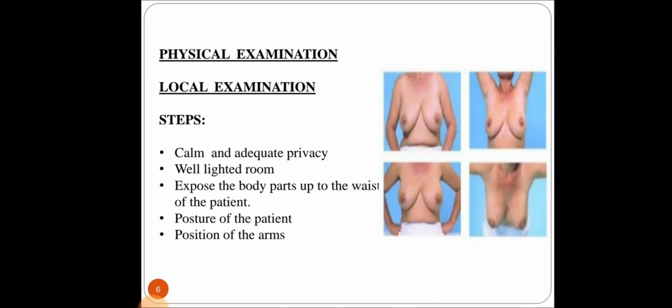So first is how the examination room should be: privacy, a calm atmosphere, exposure, that too up to the waist. Then posture: sitting, semi recumbent, recumbent or bending forward position. Then position of the arms: arms by the side of the body, arms raised straight above the head, hands on the patient's hips, pressing and relaxing as the surgeon suggests. So that should be the position of arms.